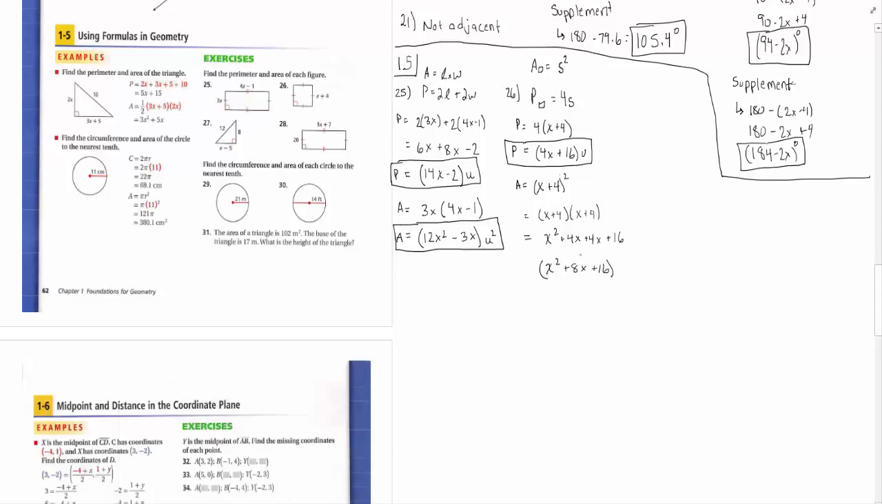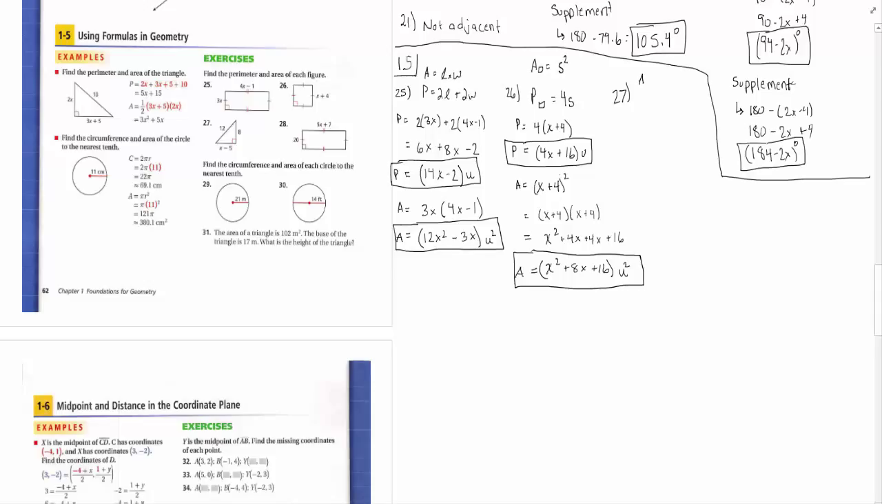And see, if you don't FOIL it, that 8x isn't going to be there, and that's going to be a problem. So this is going to be units squared, because we just did area. So that's 26. Alright, so again, looking at 26, we did the perimeter and area of a square. Now 27, we're doing perimeter and area for a triangle, so you just got to know the formulas for this.